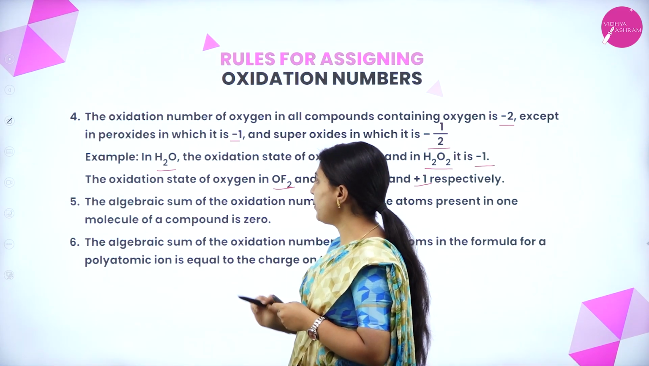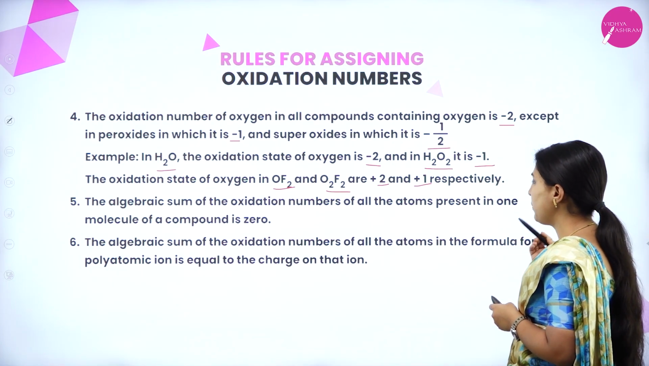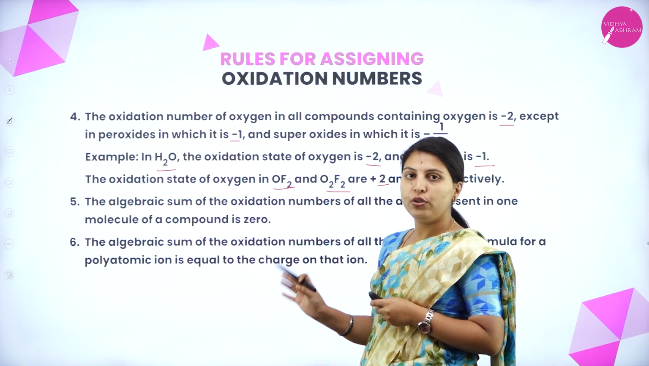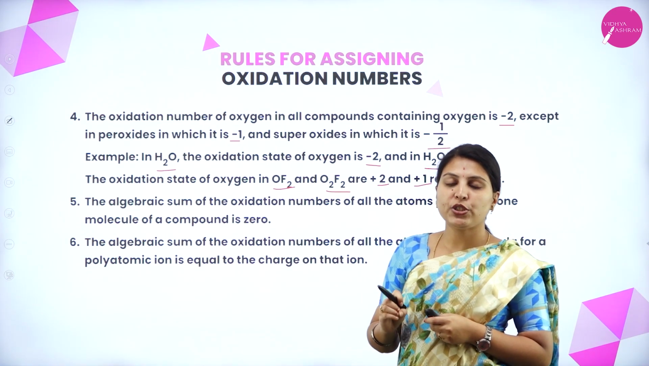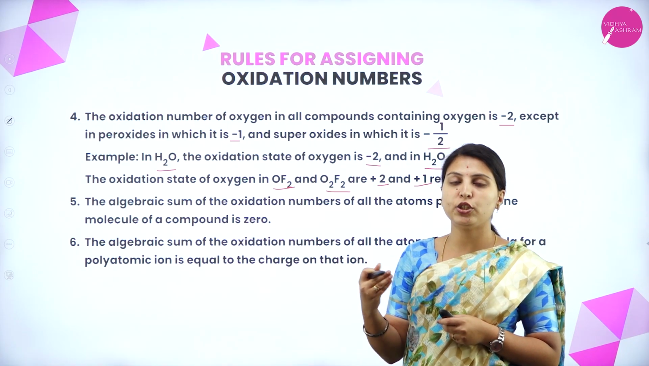The algebraic sum of the oxidation numbers of all the atoms present in one molecule of a compound is 0. You know that when you write an algebraic equation in mathematics, you have to prove it equivalent to 0.